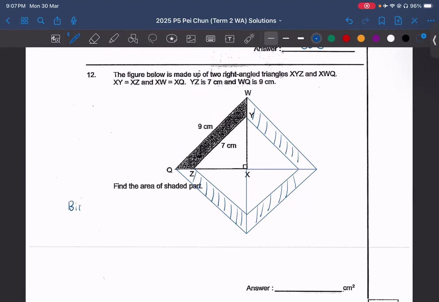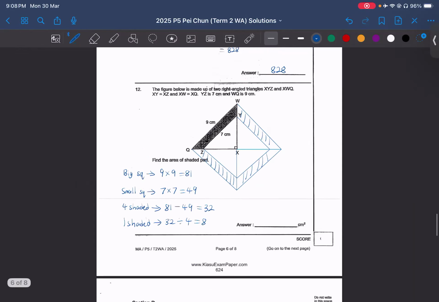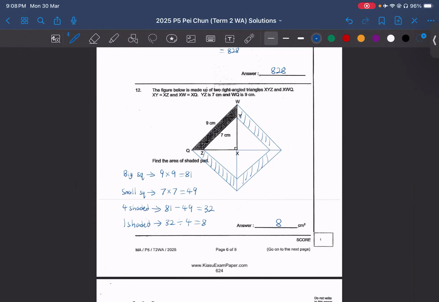To find the area of the big square, we take 9 times 9, which is 81. And then the small square would be 7 times 7, which is 49. To find the area of the 4 shaded parts, we take 81 minus 49, which is 32. So one shaded part will be 32 divided by 4, which is 8 square centimeters. So the answer for this question will be 8 square centimeters.